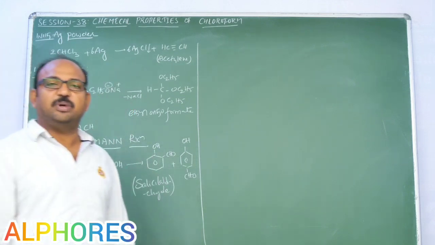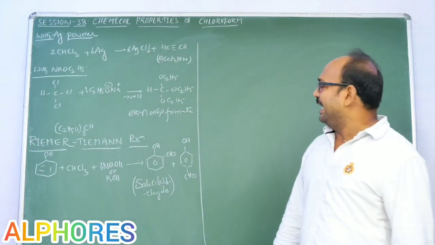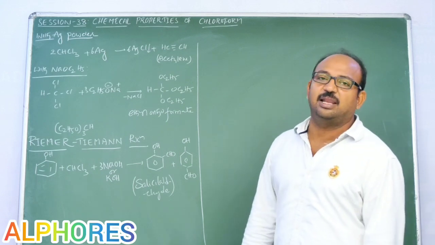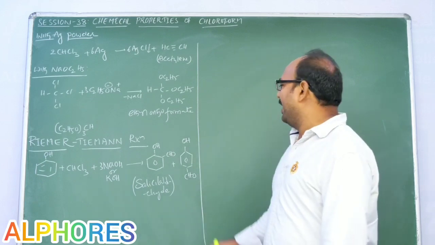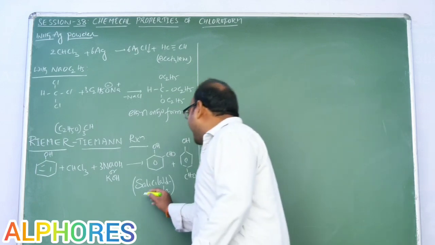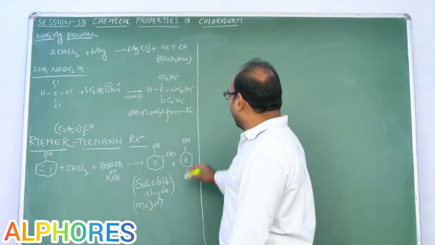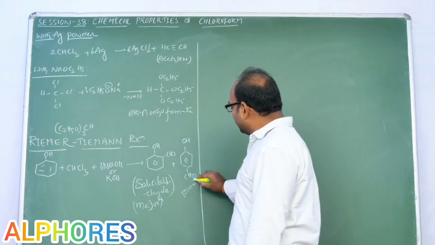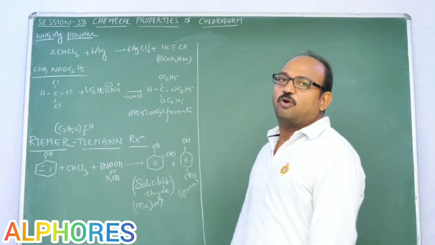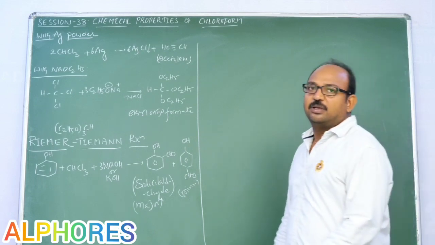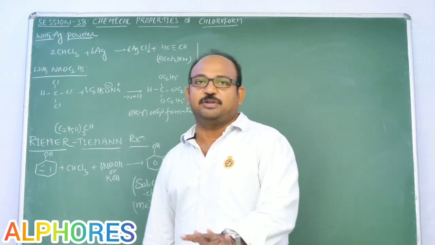Once again, what is the Reimer-Tiemann reaction? Phenol upon reaction with chloroform in presence of alkali. That alkali is generally NaOH or KOH, any base we can use. And we get ortho-hydroxybenzaldehyde or salicylaldehyde as the major product, whereas para-hydroxybenzaldehyde is a minor product. This is one of the tests for chloroform. Chloroform gives ortho-hydroxybenzaldehyde with phenol. That is one of the tests, right?